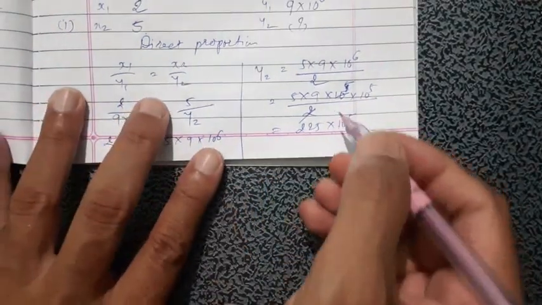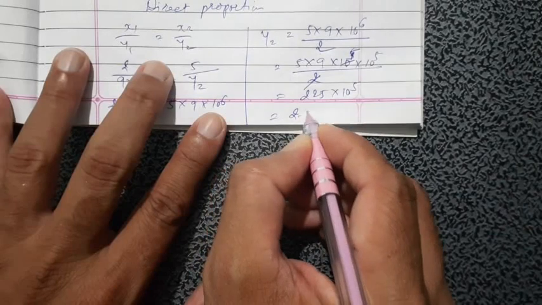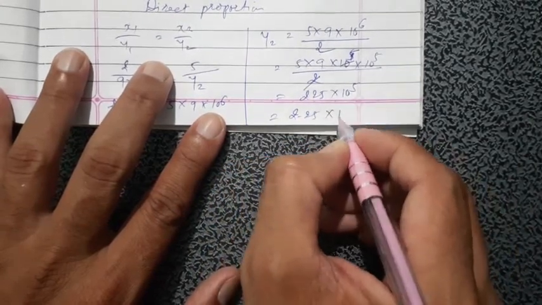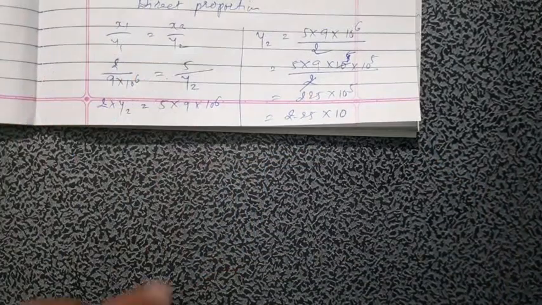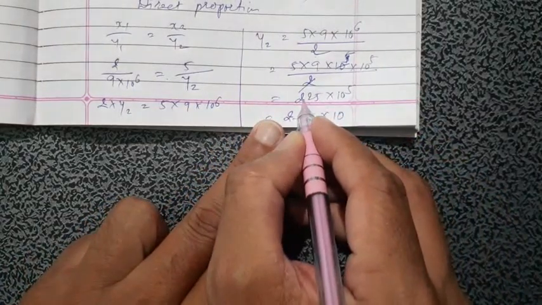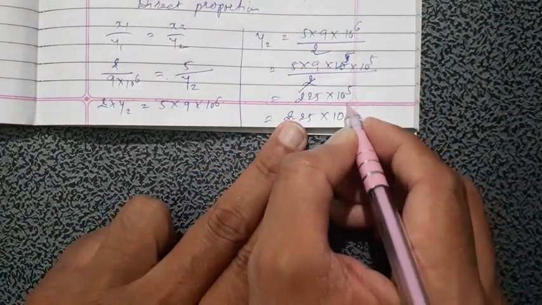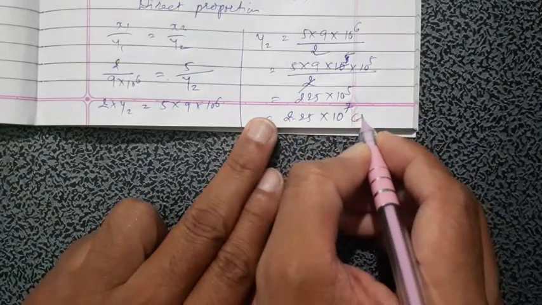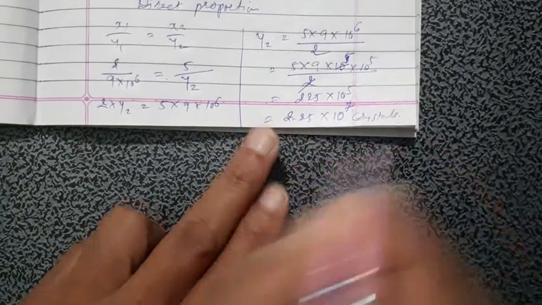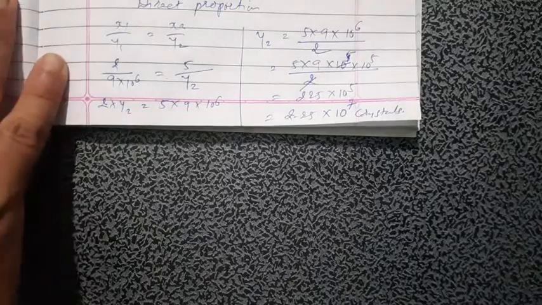Okay, that's your answer. Otherwise, the standard form is 2.25 into 10 raised to 5, and as we move the decimal 2 places this side, it means plus 2, so 10 raised to 7 crystals. Okay. Same for the second one.